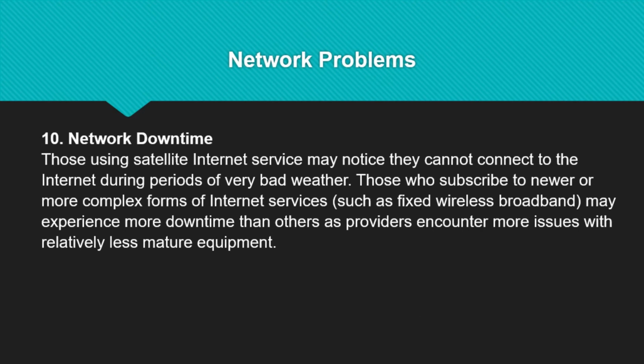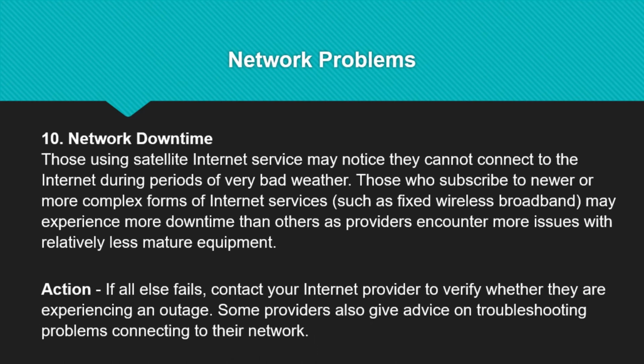For number 10, network downtime. Those using satellite internet service may notice they cannot connect to the internet during periods of bad weather. Those who subscribe to newer or more complex forms of internet services may experience more downtime than others, as providers encounter more issues with relatively less mature equipment. So if this happens, contact your service provider to verify whether they are experiencing an outage. Some providers also give advice on troubleshooting problems connecting to their network.